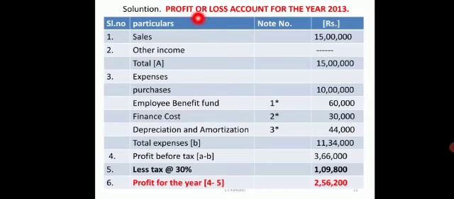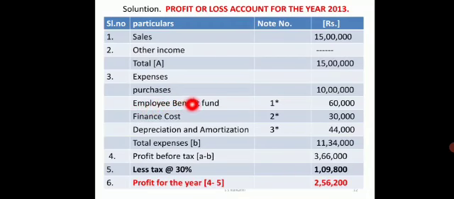Now this is the solution which we have prepared. We are having sales. Sales is 15 lakhs. Other income I do not have, so we'll take total income only as the sales. Now expenses I should take, we are having purchases from the problem as 10 lakhs.